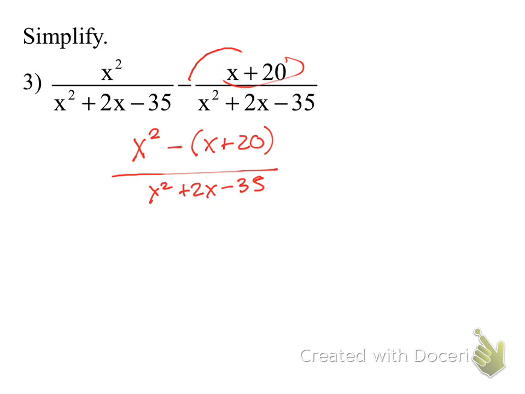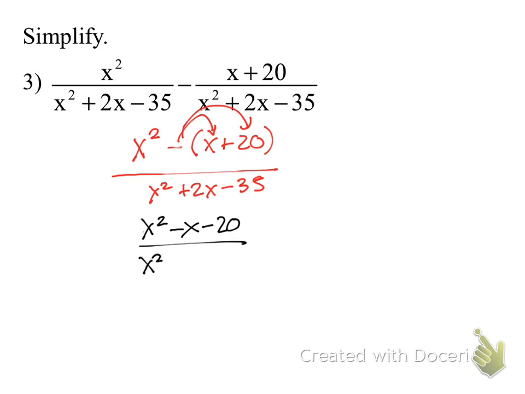Because this is subtracting the entire fraction. In that second step, she said she didn't put parentheses. But that negative has to be distributed to the whole numerator. So that means it's going to be minus x minus 20. Did everybody get that? x squared minus x minus 20 over x squared plus 2x minus 35.